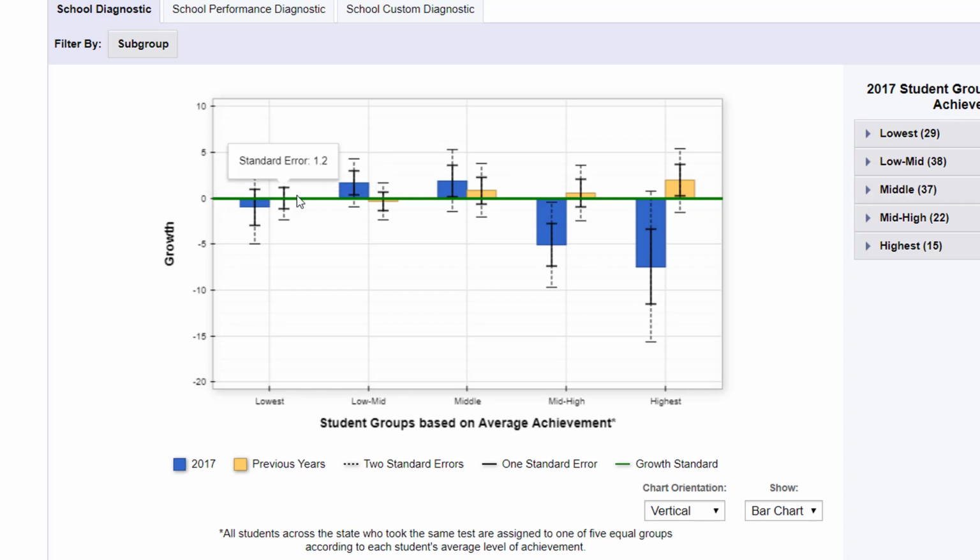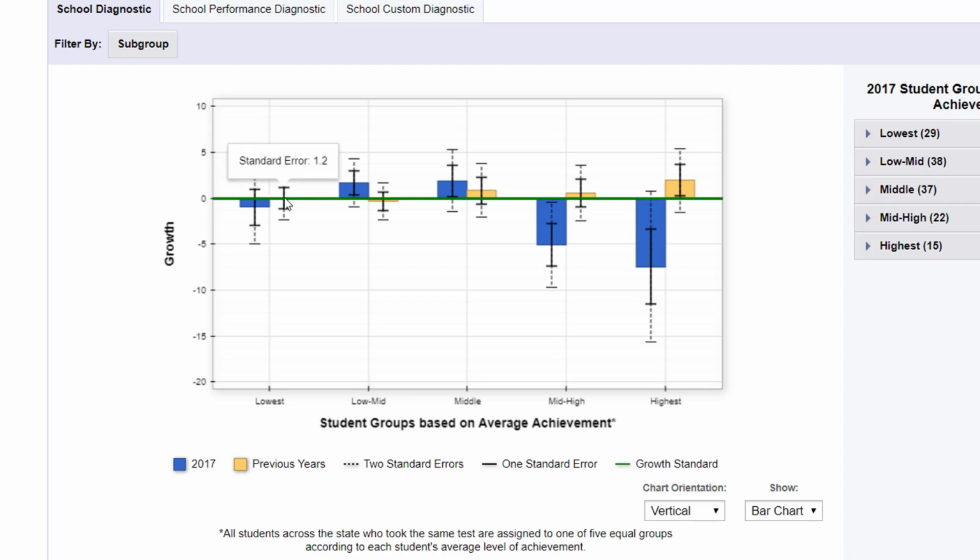So if a student scores exactly where they're supposed to score, they would be right on this line and you wouldn't even see the bar. If they score above the growth standard, that's when the bar starts to rise in this direction. If they score below the growth standard, that's when their bar starts to fall below the green line. The blue bar represents the most current year, and the yellow bar represents the 2 previous years. There has to be at least 5 students to make a bar.